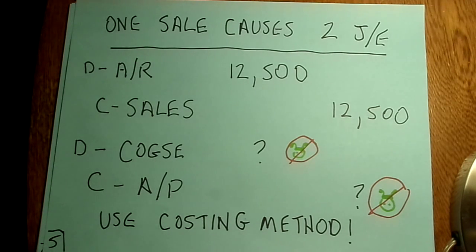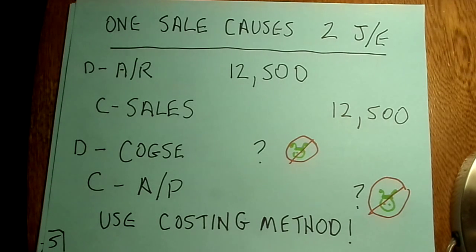So remember from Chapter 5, one sale causes 2 journal entries. The first entry we have is a debit to accounts receivable, credit to sales for $12,500. The way we get that is the number of pairs sold, 100, times the sale price, $125 a pair.